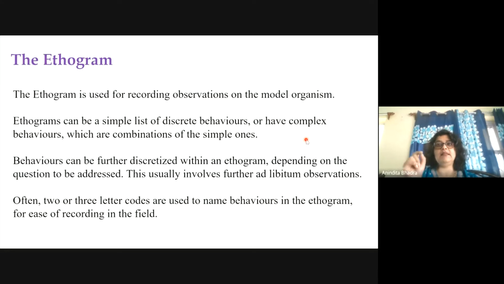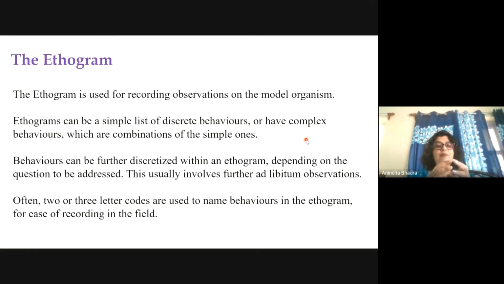And this list is what we are going to eventually use for our field recording of observations of the model system. In the ethogram, behaviors have been discretized, but they can be simple discrete behaviors, like I said, walk, run fast, etc. Or I can just say, for my purpose, I don't care if this animal is walking or running. This is under the broad category of movement, because for this kind of question I'm addressing, movement is good enough.